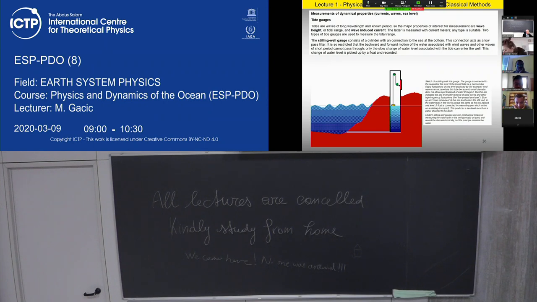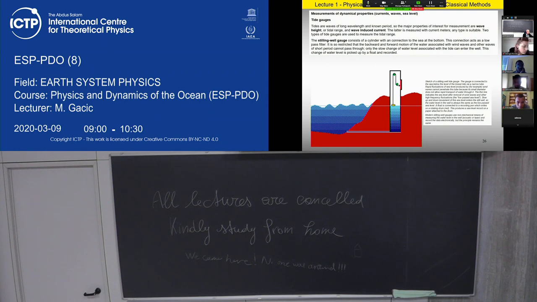This change of water level is picked up by a float, and we have the float here, and this is transmitted to the pen, and it is recorded on the paper. It used to be recorded on the paper. So as a result, you have the analog recording of the sea level changes on the paper attached to the drum. So typically what you do is you change the paper every week, and you have the analog recording of the tides on a weekly basis or on a daily basis.